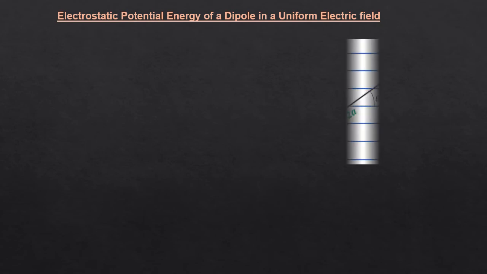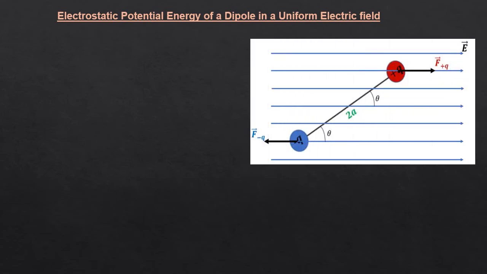The next important configuration we are going to find is the potential energy of a dipole which is kept in a uniform electric field. So here is the diagram. You can see that we have a dipole of charges minus q and plus q separated by a distance 2a. So when it is kept in a uniform electric field E, both the charges experience force. Plus q experiences force F plus q in this direction and minus q experiences force F minus q in this direction.